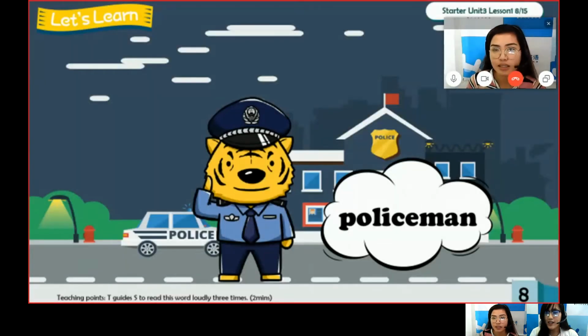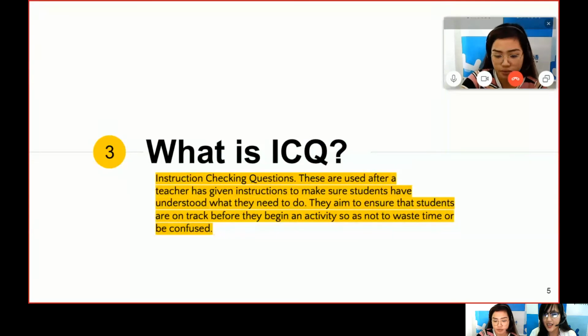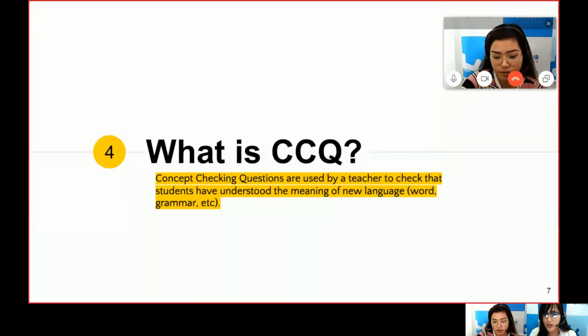You are checking if they understood the word that you have discussed. ICQ is you check if they understood the instructions, and this one is concept checking, comprehension checking question.